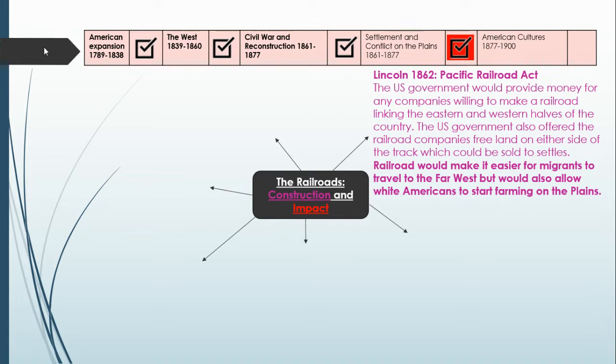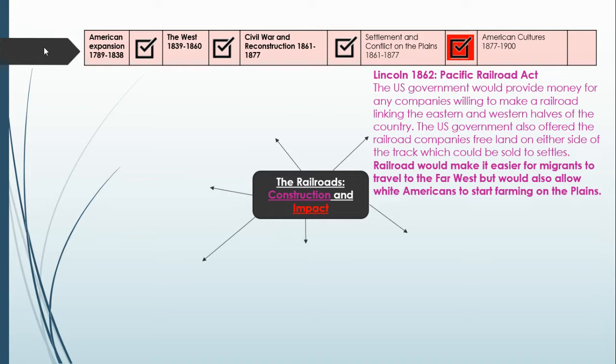So Civil War and Reconstruction is the third topic within the course, but the dates that operate within that theme are also used in the fourth theme of settlement and conflict on the plains. So just be aware of that and be careful when you're making notes as we go through.